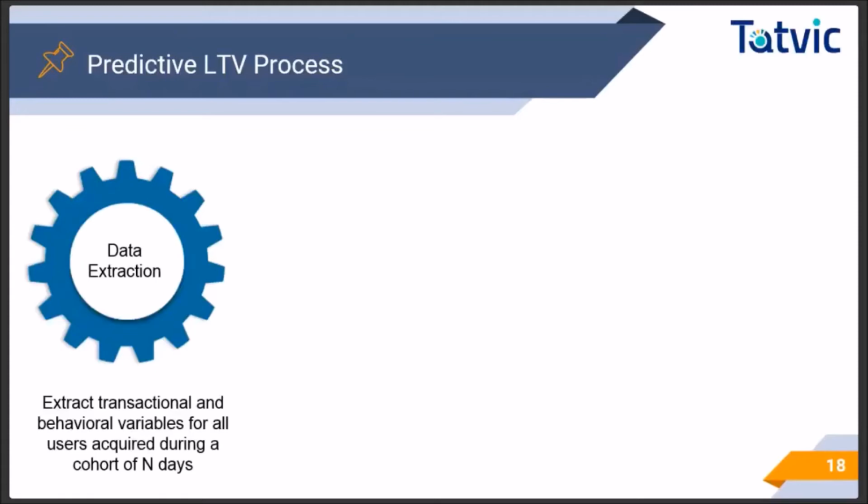As we know, the lifetime value of a customer can be a function of monetary value. It can be the recency factor, as in how recently the customers have come in, and the frequency factor, where customers are frequently interacting or buying on our website. So we need to extract the transactional and the behavioral variables of those users acquired during a cohort of, say, 6 months down the line. Why? Because we need to have an optimum number of customers or users who have multiple transactions during that particular period.